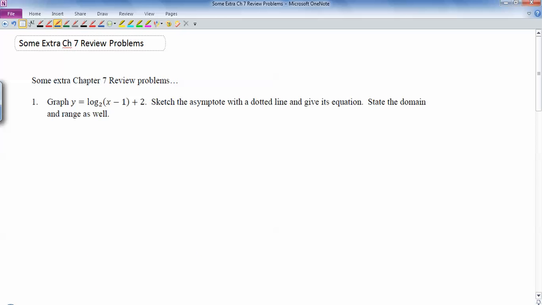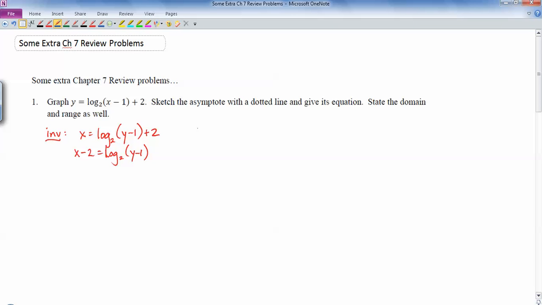All right. Now, the way we've been graphing logs is to not actually graph the log directly. It's to find the inverse first, if you remember. So the inverse is going to be x equals log base 2 of y minus 1 plus 2. So then I want to isolate the y. So if I subtract 2 first, x minus 2 equals log base 2 of y minus 1.